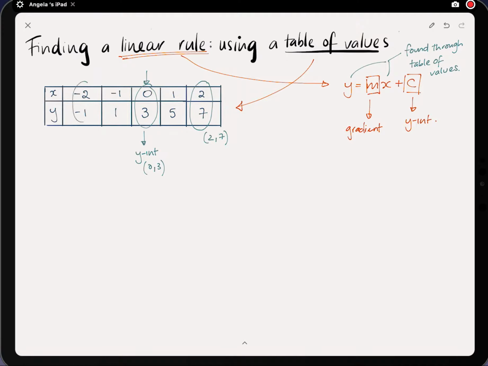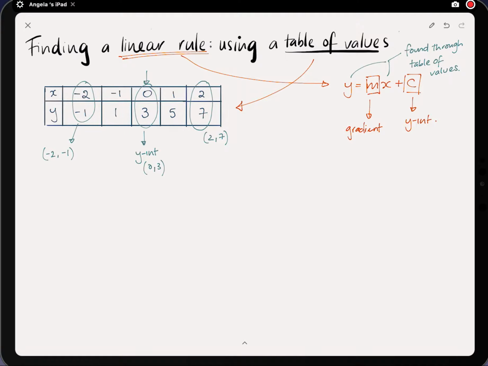Let's pick another one. We've got here, we can write -2 and -1. So you can see that there's a relationship between each of the x values and their corresponding y value. Our job is to find what rule connects this relationship.